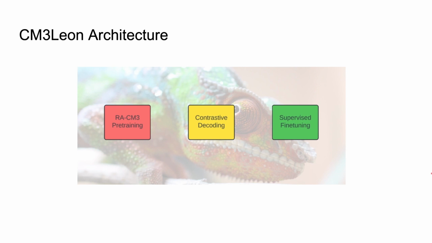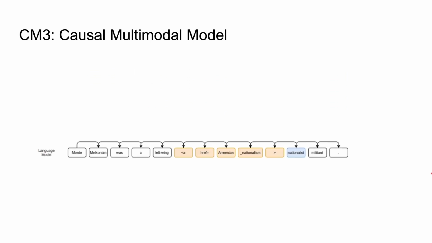Then this phase is followed by contrastive decoding, and then supervised fine-tuning. Now, what exactly is RACM3? Well, to talk about RACM3, we have to talk about CM3, which is a causal multimodal model. Causal multimodal model is all about the causal action.